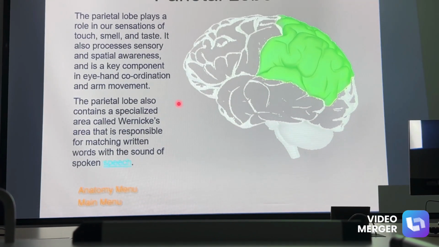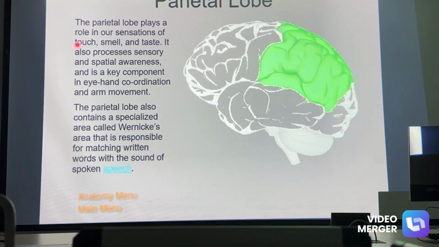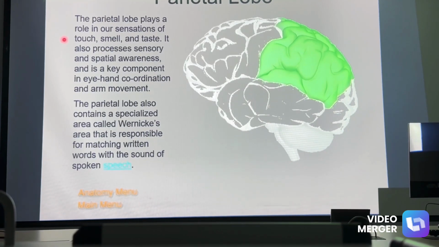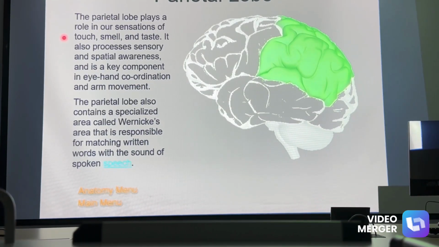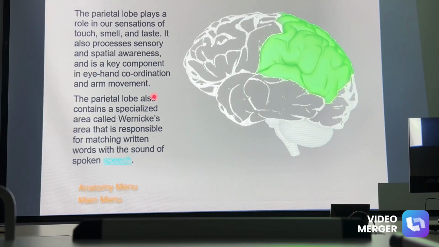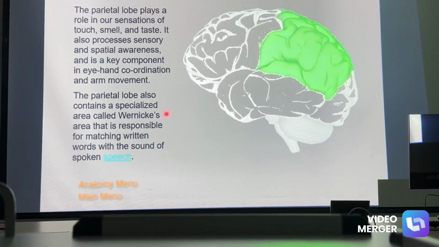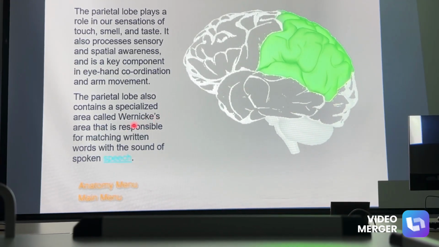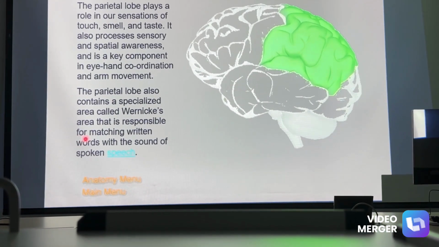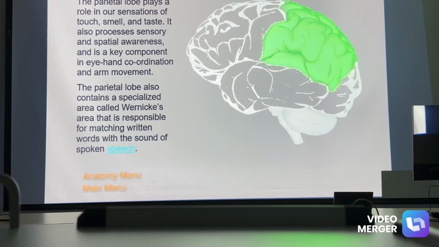The parietal lobe plays a role in our sensations of touch, smell, and taste. It also processes sensory and spatial awareness and is a key component of eye-hand coordination and arm movement. The parietal lobe also contains a specialized area called Wernicke's area that is responsible for matching between written words and the sound of spoken words, which is the speech.